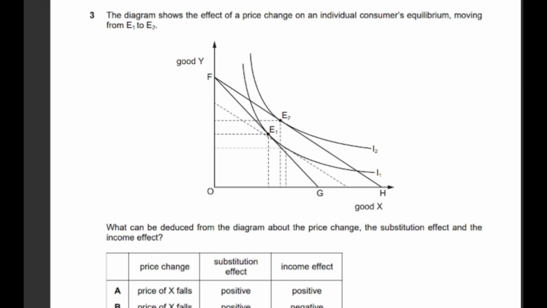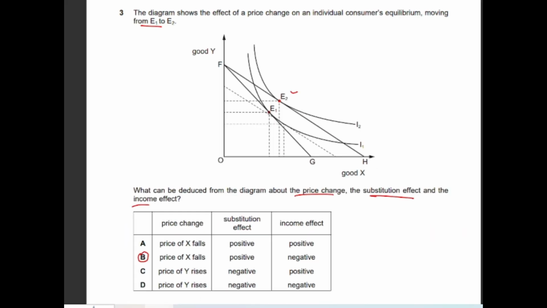The diagram shows the effect of a price change on an individual consumer's equilibrium moving from E1 to E2. So this is initial equilibrium E1 and this is subsequent equilibrium E2. What can be deduced from the diagram? And the correct answer for this question is also B. You have to find out the impact of the price change on substitution effect and income effect. Okay, so price falls. If price falls, definitely the initial budget line was FG. So this is a highly technical question. This is the initial budget line.